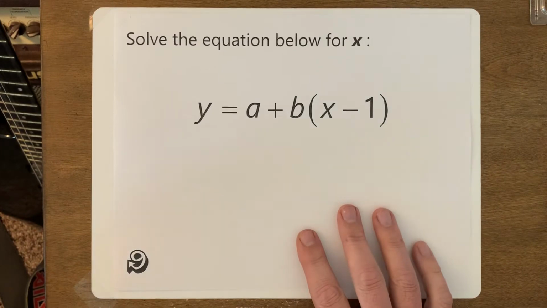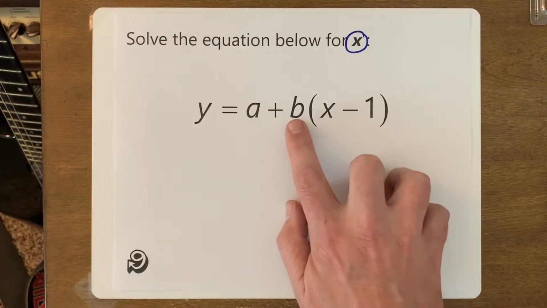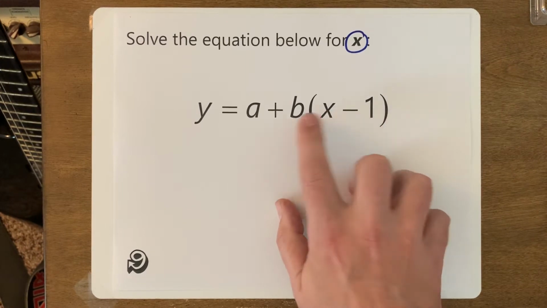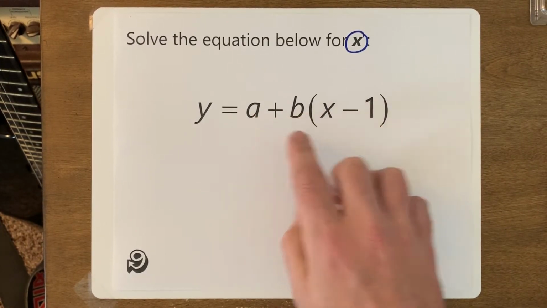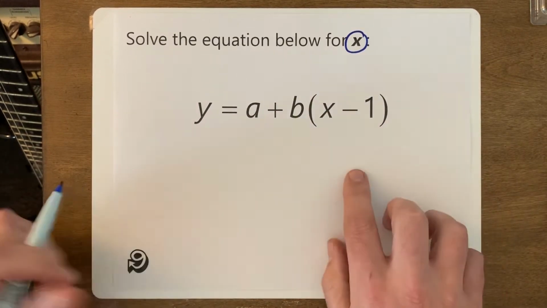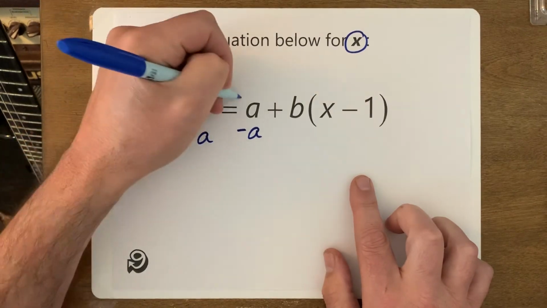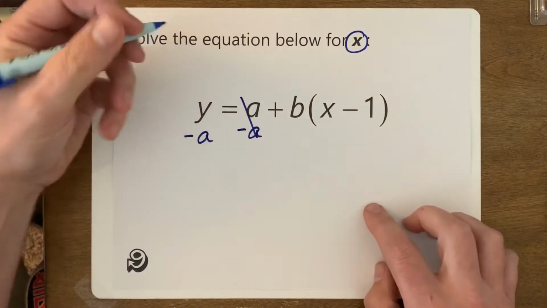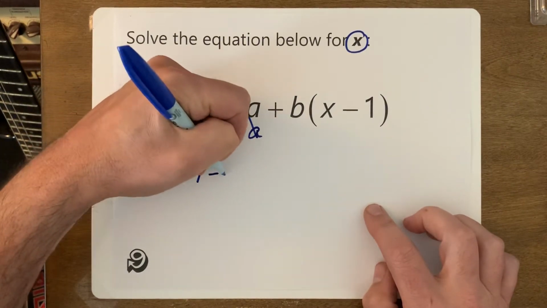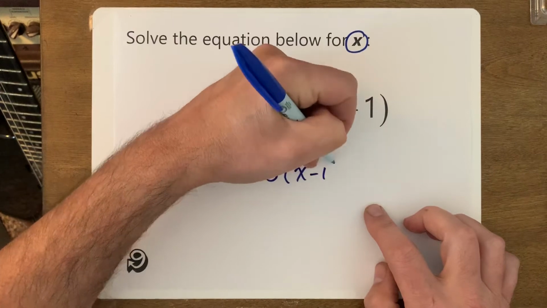All right, this one, I want to solve for x, and there it is right there. I've got the b there, I've got the minus 1, but I've got this a sitting there. And it's not a plus b, it's a plus all of this. So the first thing I want to do is get rid of that a right there, because that a is holding me up from being able to get this out. So I've got y minus a equals b times (x minus 1).